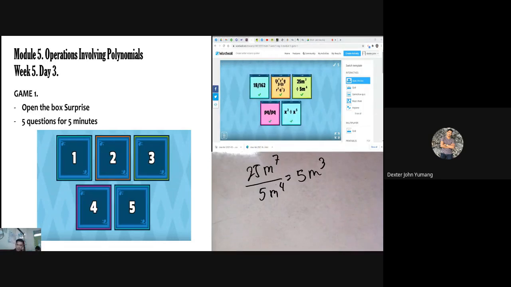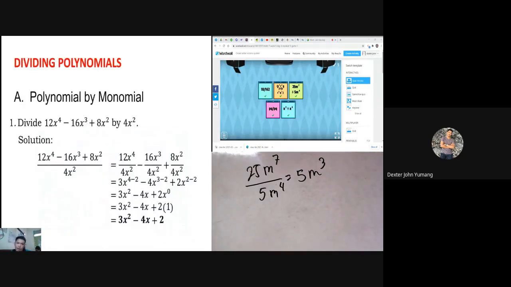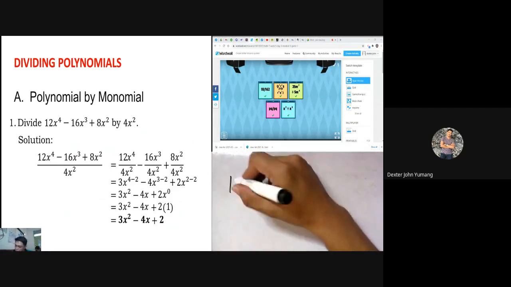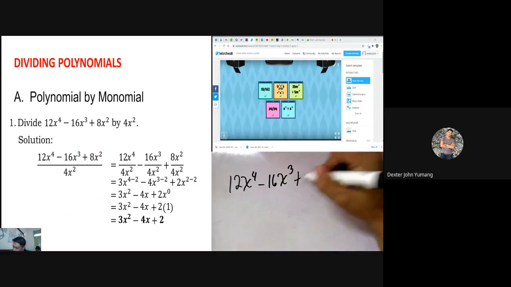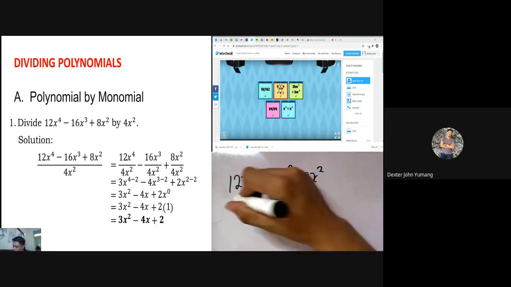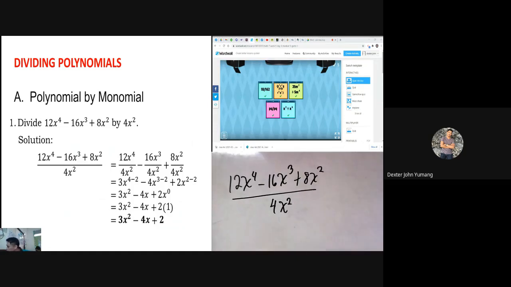Our lesson is almost related to what is presented in the activity. And we are now on dividing polynomials. So, ano po itong dividing polynomials? The first part is polynomial by a monomial. Divide daw natin yung isang term papunta sa maraming term. Can we look at this example? We have 12x raised to the power of 4 minus 16x raised to the power of 3 plus 8x squared divided by 4x squared. Napakaliit po ng aking whiteboard. So, just focus on this.